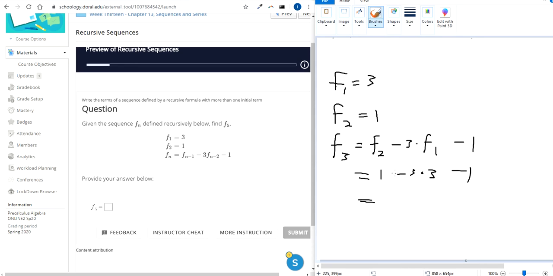Well, this is going to be weird. 1 minus 9 makes negative 8. Negative 8 minus 1 makes negative 9. So f sub 3 is negative 9.